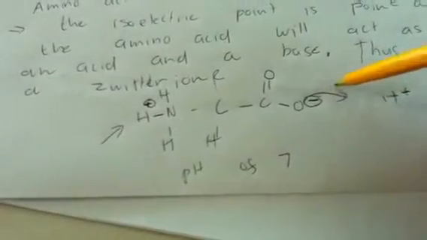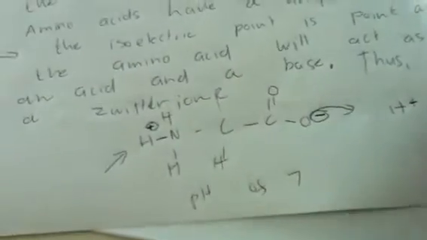So on to the next video. I just introduced the concept of Zwitter ions. That is the pH at which the particular amino acid will act as both an acid, therefore giving off H+, and a base, therefore taking up H+. Now, I'm just going to show you an example of what would happen in different solutions.